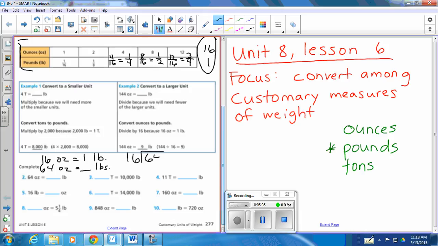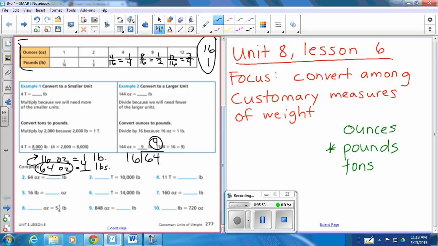Okay, good. We took 64, the total number of ounces that we had, and we divided it by how many ounces are in each pound. And our quotient would give us the answer of how many pounds there are, which Jess was right with her reasoning. It would be 4.